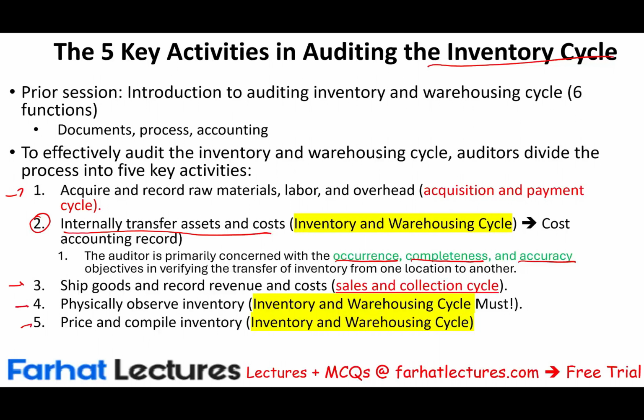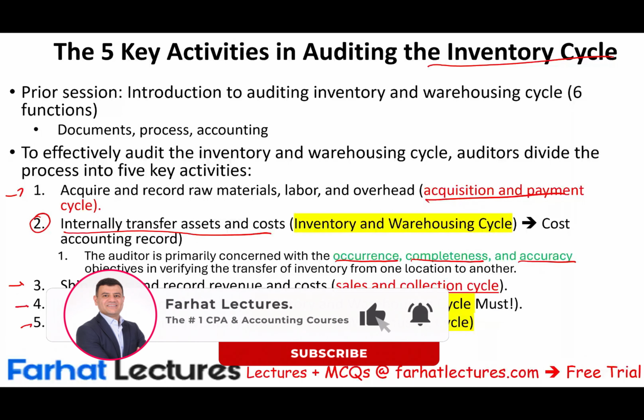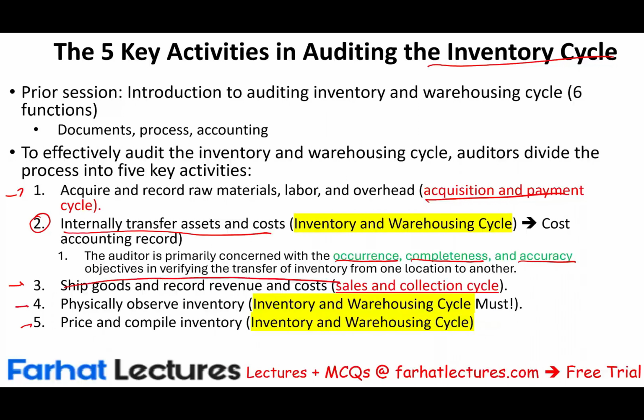The other activities are acquiring and recording the raw material, labor, and overhead, and we cover this in the acquisition and payment cycle. Ship goods and record revenue and cost after the assets are in finished goods. We sell them. That's part of the selling cycle, so that's covered also in a different cycle. And notice here, this is another review to tell you that the inventory cycle is also interconnected to the purchasing, the acquisition cycle, and it's also connected to the sales cycle.